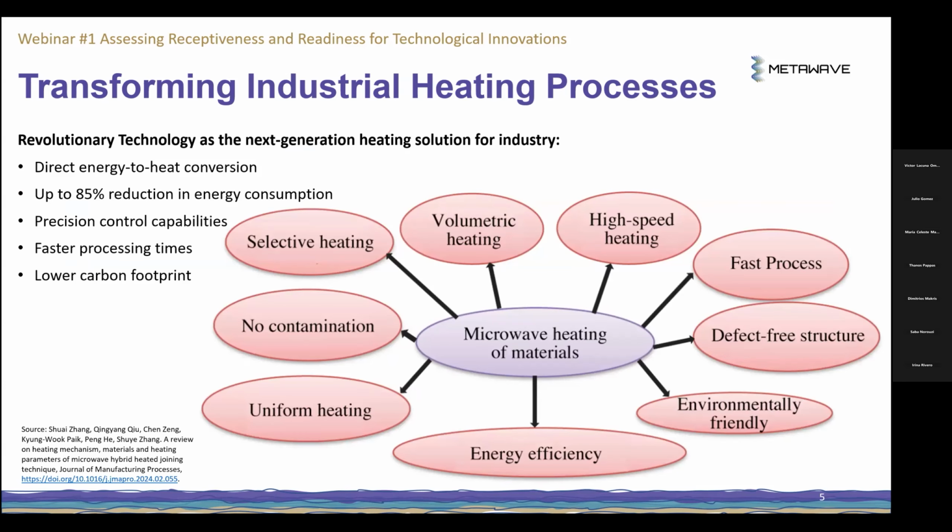Here you can see the microwave technology advantage overview. Long story short, microwave heating is a changing industrial process with its advanced efficiency. Unlike traditional methods, it converts energy directly into heat, reducing energy use by up to 85%. It also offers precise control, faster processing, and a lower carbon footprint.